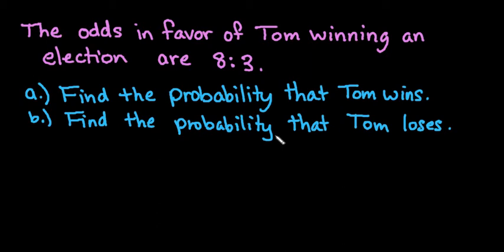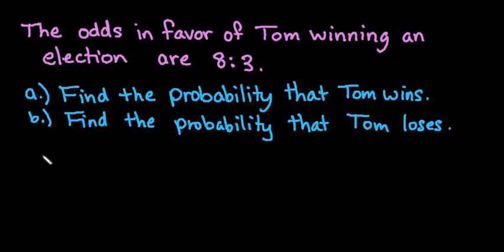Anyway, for this video, what we're going to do is find a probability given the odds in favor of an event happening. The situation we have here is the odds in favor of Tom winning an election are 8-3. So what we want to do is find the probability that Tom wins, and the probability that Tom loses.